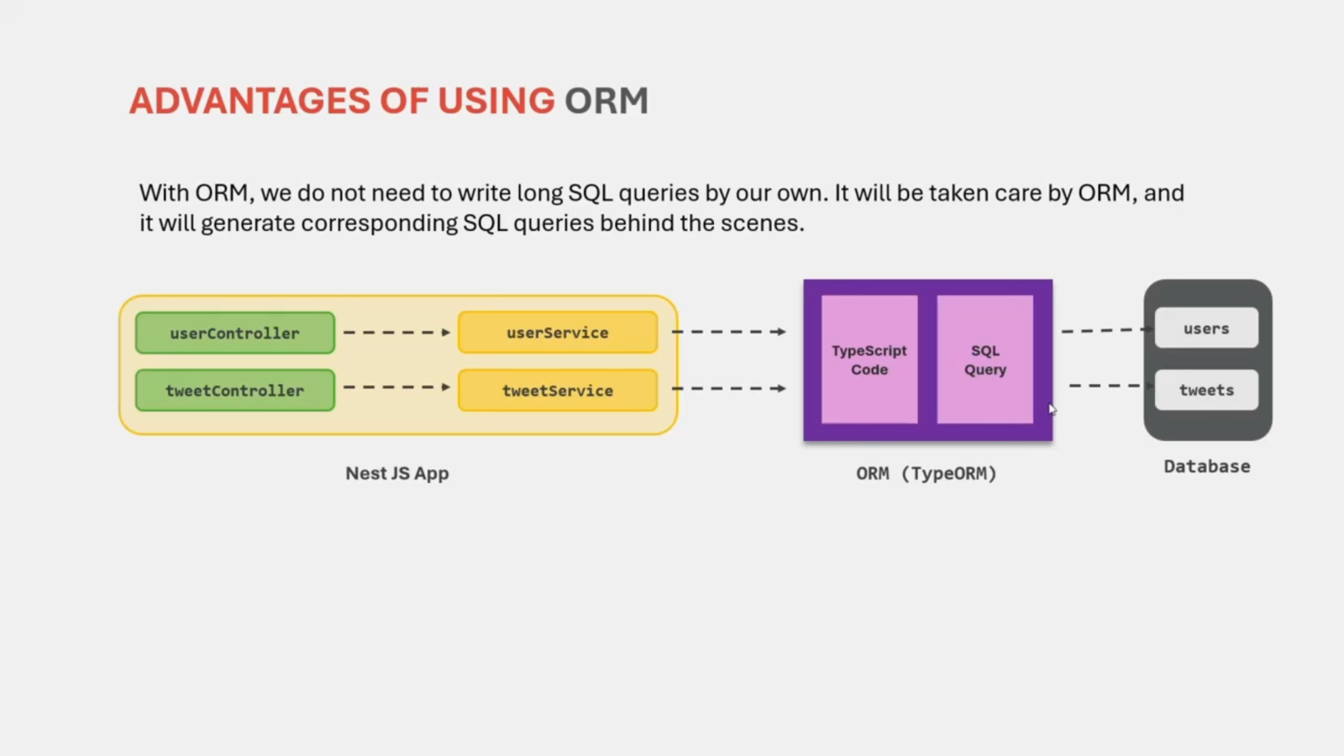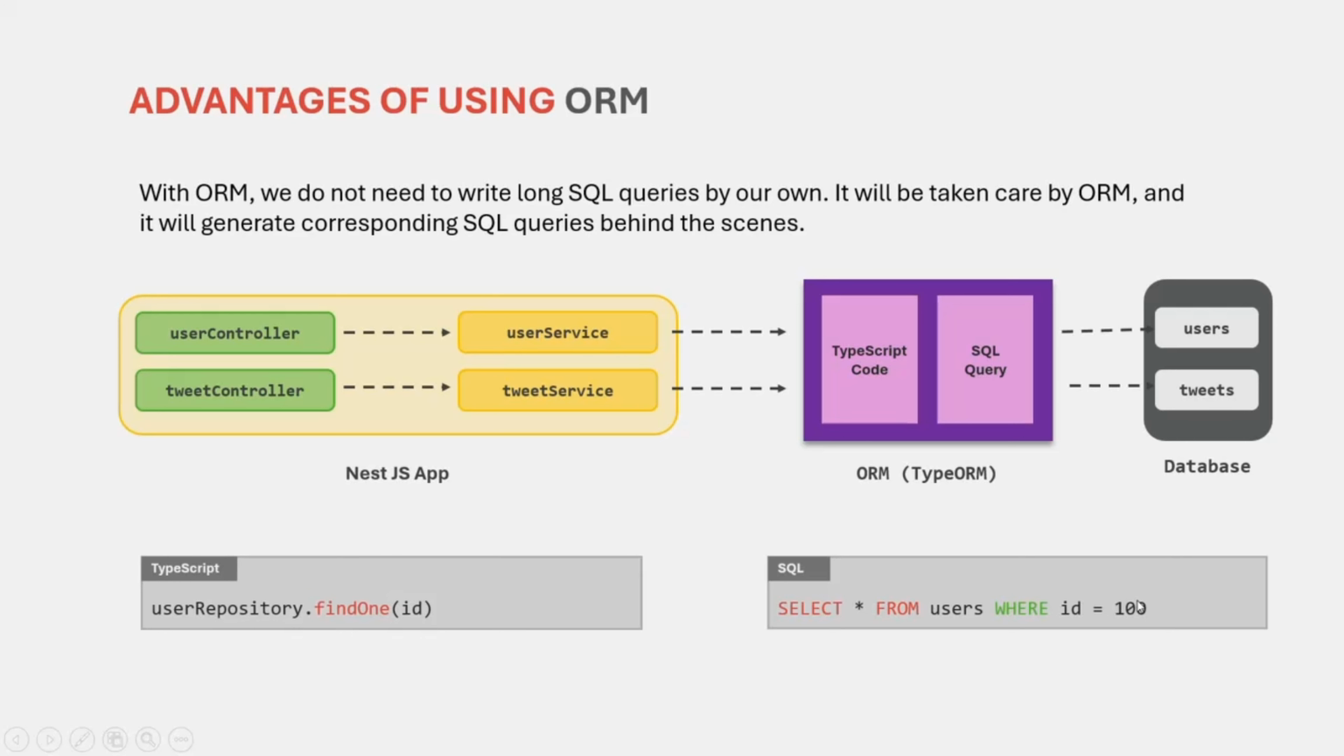So for example, let's say we want to fetch one user based on his ID from the users table in the database. For that, the SQL statement will look something like this. Now, you don't have to write this SQL statement in your NestJS application in order to get the details of the user with ID 100. Instead, you will write some TypeScript code like this. As you can see here, we are using a method findOne provided by TypeORM. And when TypeORM sees that we are using this findOne method on the user repository, it will know that it has to find a user with the given ID from the user table. And for that, it will generate the corresponding SQL statement like this.